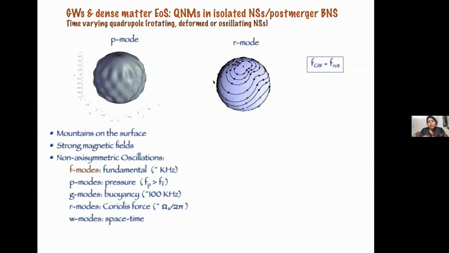And so there are different modes like the F modes, P modes, G modes, etc. And they are classified according to the restoring forces that bring them back to equilibrium. And the axial W modes are actually pure space-time modes. So what is even more interesting is that not only in isolated neutron stars, these fluid perturbations can even be excited in the post-merger binary neutron star merger. And so this information might actually be embedded in the post-merger signal that we have not been able to isolate.